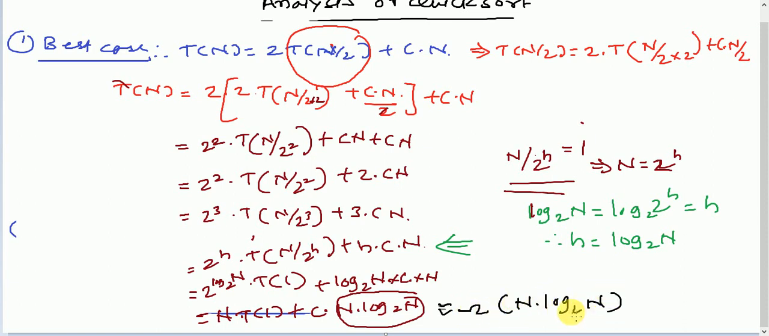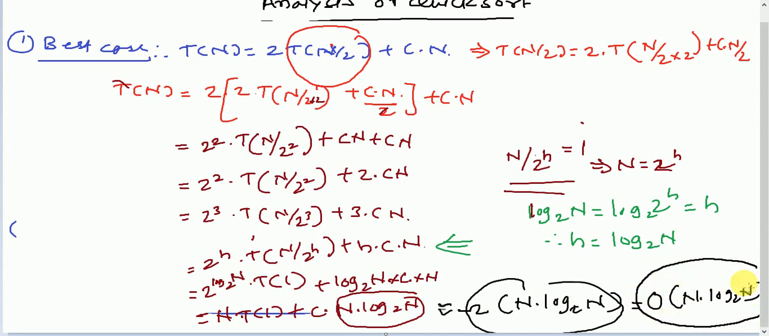This is the worst case time complexity. But in general, people write O of n log n. Okay, but this is actually correct. But in general, you find that it is given as O of n log to the base 2 of n. This is the best case time complexity of quicksort.